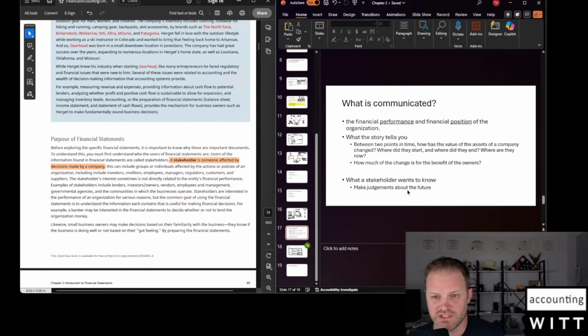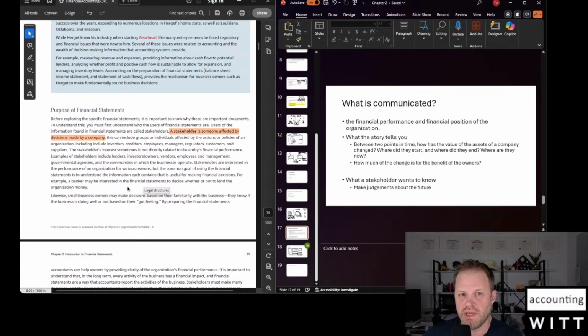the stakeholder wants to make judgments about the future. So how do the financial statements help you make judgments about the future? By telling you how it's changed over time. So it's basically, what direction is it going? What position is it at? And what direction is it going? Because past usually will predict future is the theory. All right, so a stakeholder is someone affected by the decisions of a company.